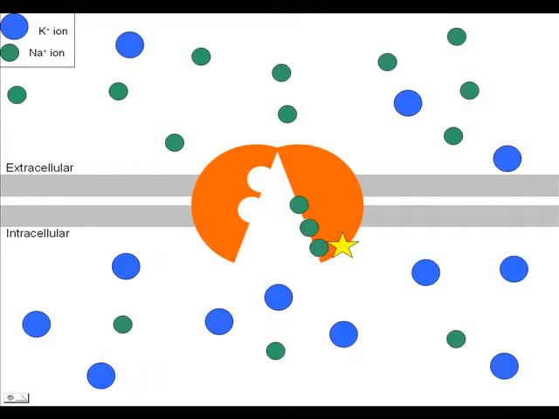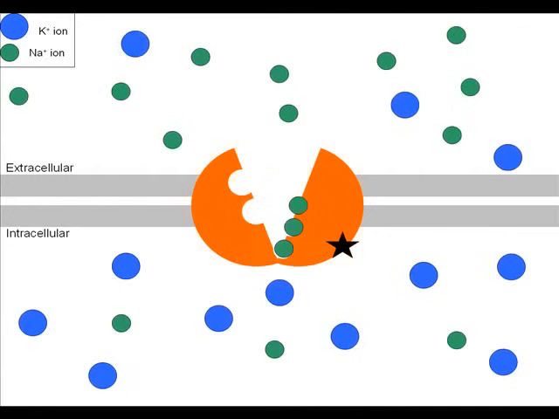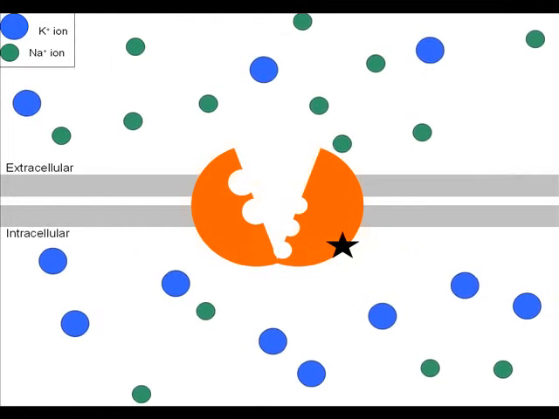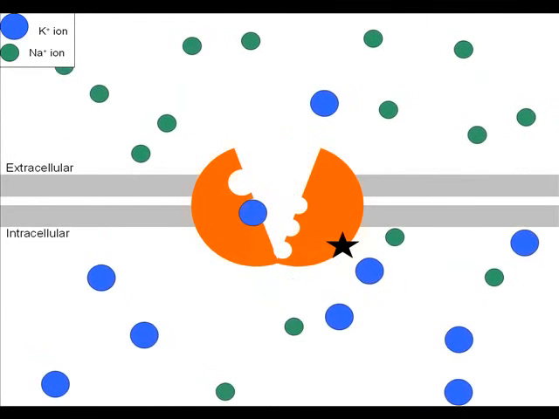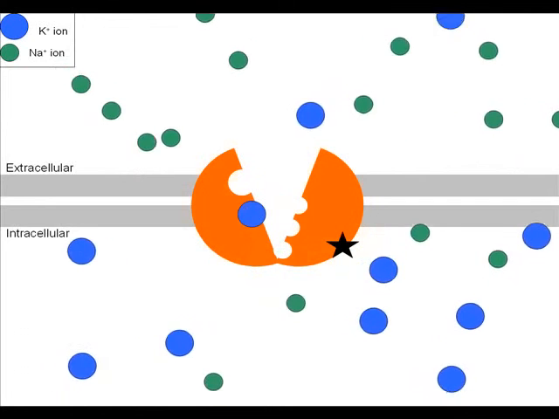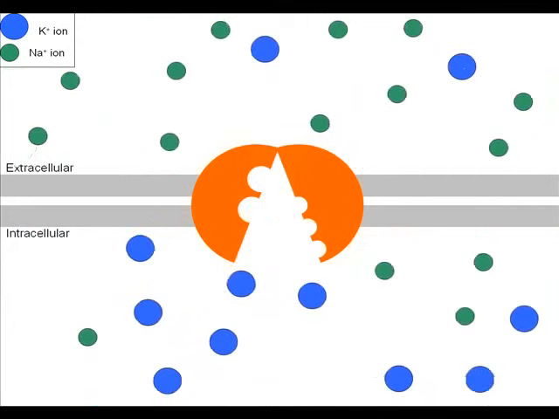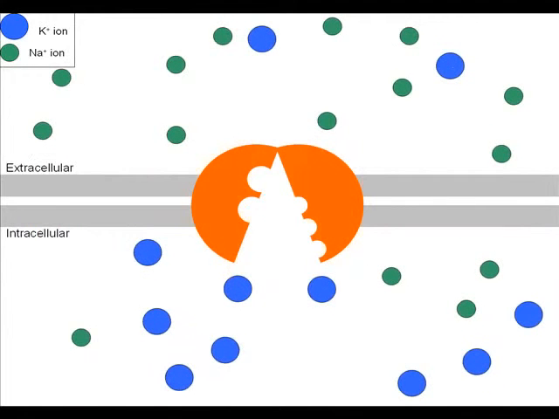ATP hydrolysis phosphorylates the pump and induces a conformational change. The phosphorylated form has decreased affinity for sodium, allowing the sodium to diffuse away. The pump binds 2 potassium ions outside of the cell, which causes release of the phosphate and induces a conformational change, which then releases potassium and allows the cycle to start again.